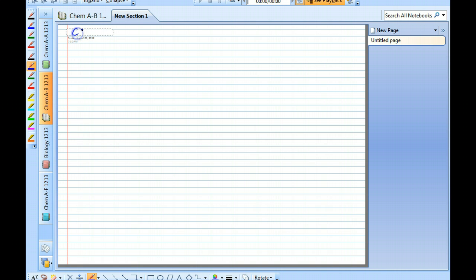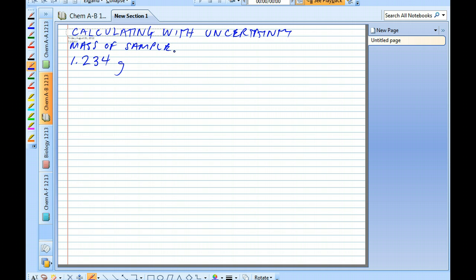All right, I want to talk about calculating with uncertainty. And let's just throw out a couple numbers here so that we can see. Let's say these are masses of a sample. And I'm going to do this mass 3 times. So I'm measuring the mass 3 times. Four times. Let's do it 5 times.